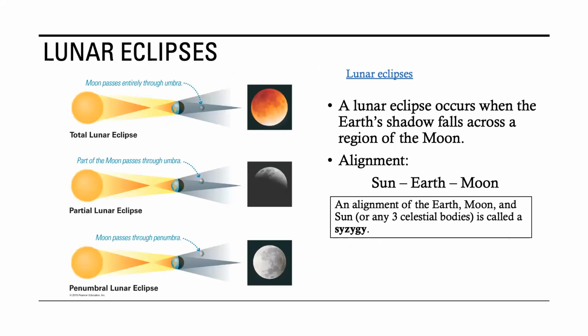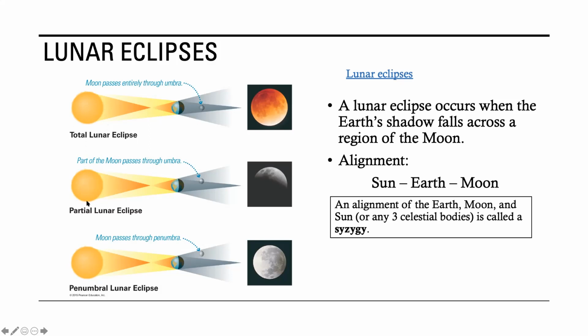There are three kinds of eclipses that we talk about when it comes to lunar eclipses. There are total lunar eclipses, partial lunar eclipses, and penumbral lunar eclipses. And you can see here in the blue font exactly what that means. A total lunar eclipse means that the moon is passing completely through Earth's umbra. There is no direct sunlight falling on the moon's surface.